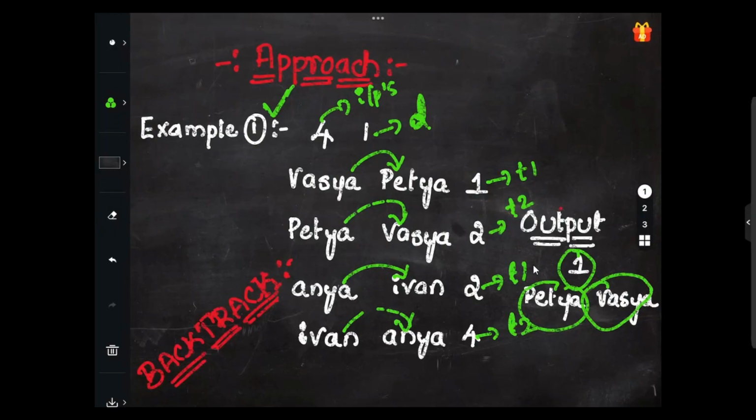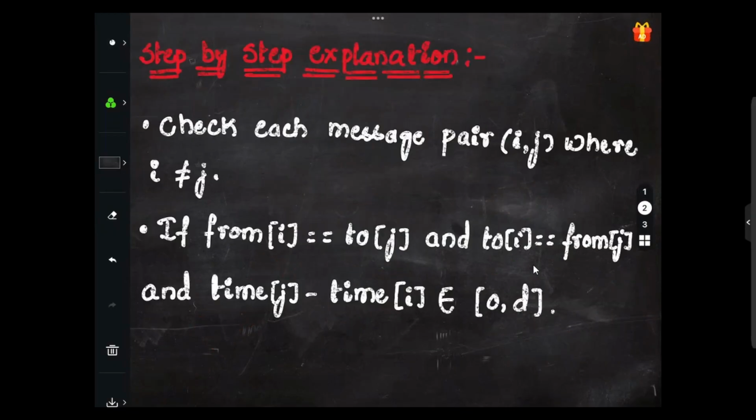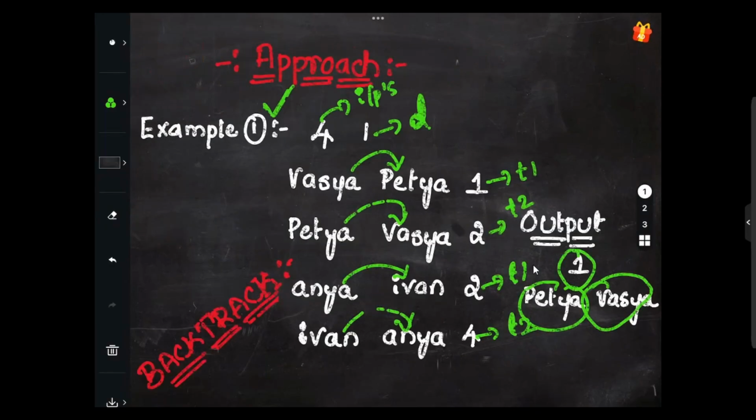So we have the idea on input and output along with the question, right? Let's move on with the step by step explanation. I have considered the same first example, right? So here first what we will do, we will check if the message pair i, j where i is less than or equal to j, right? So 1 is less than or equal to 2, no, right?